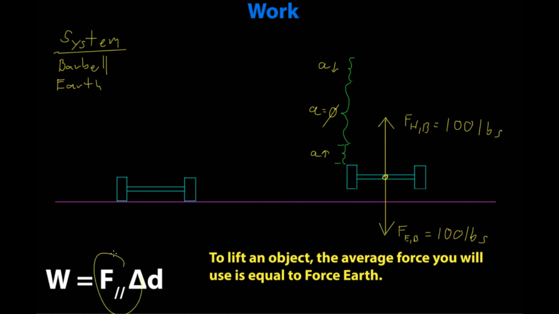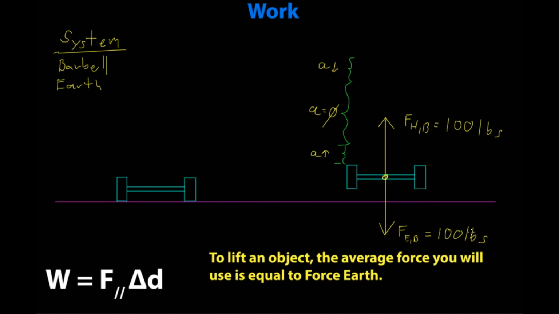That also means that this force parallel is an average force. That is important here, and it's going to be very important when we deal with elastic potential energy. So not only does the force have to be parallel to the displacement, this is also an average force. And to lift an object, the average force you use is equal to force Earth exerted on that object.